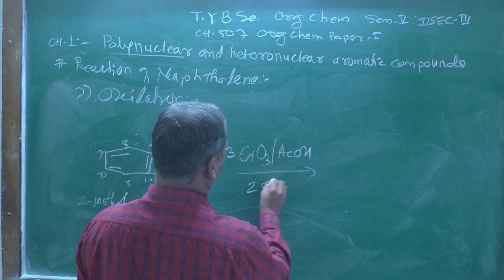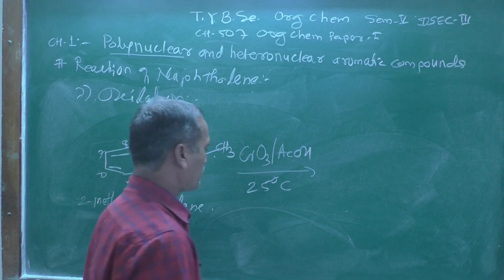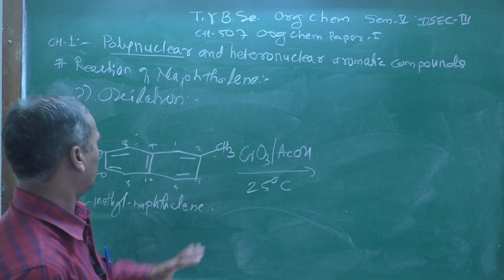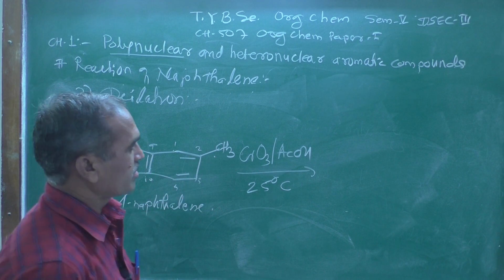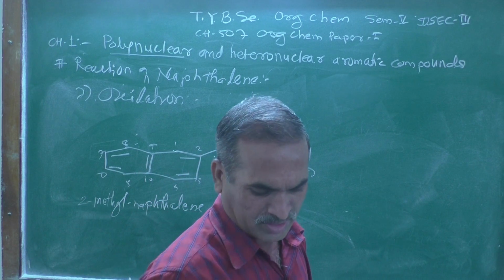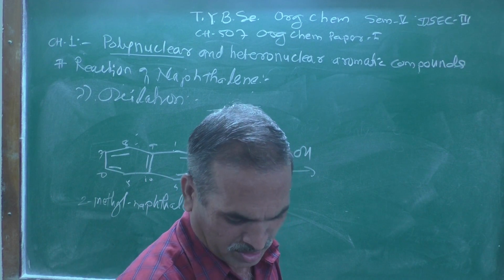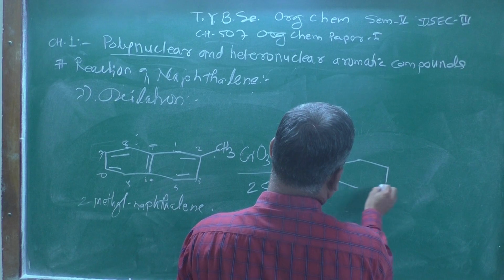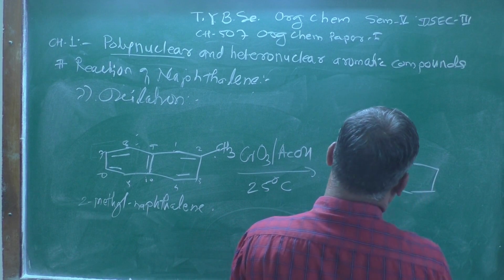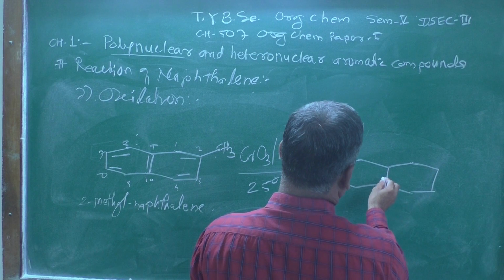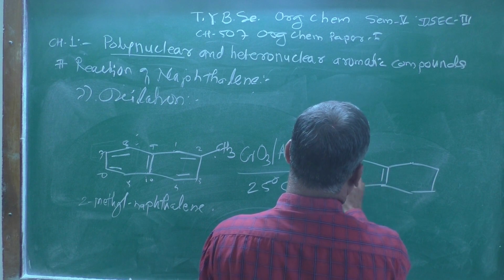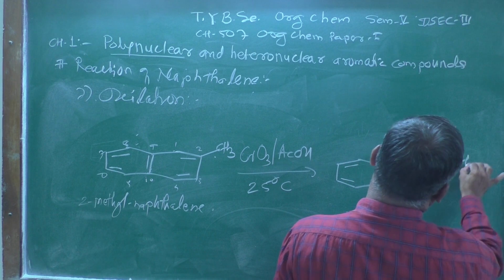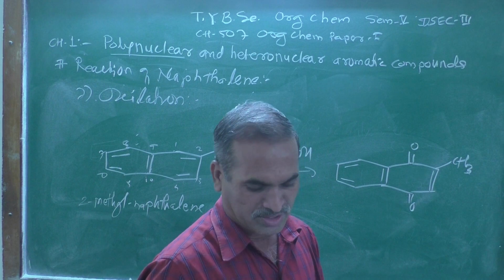the reaction is carried out in acidic medium at 25 degrees centigrade, which is sometimes called room temperature, and the resulting compound obtained will be 2-methyl 1,4-naphthaquinone. As most of you might know the structure of quinone, the compound we are going to get has C double bond O, and this methyl group is there.